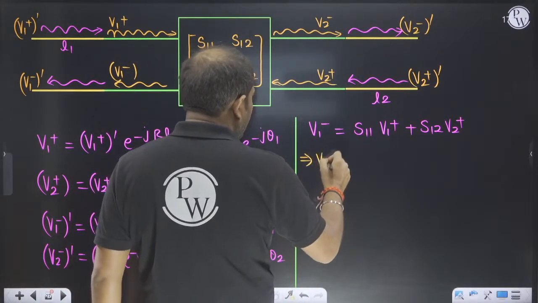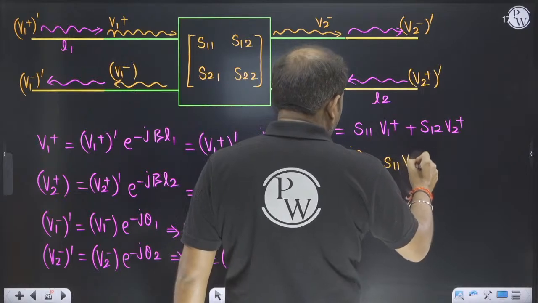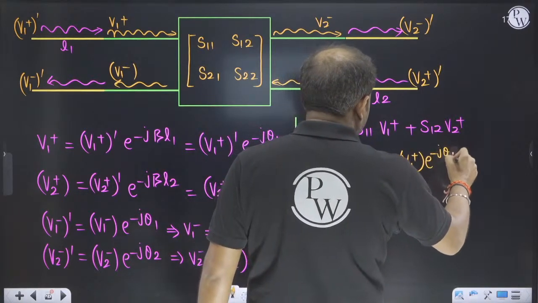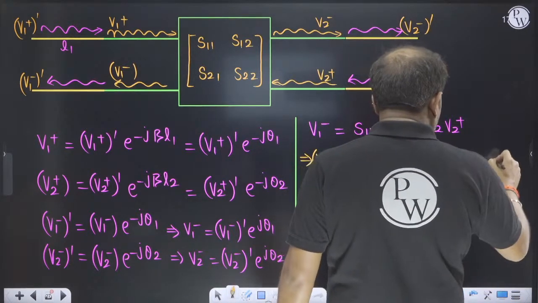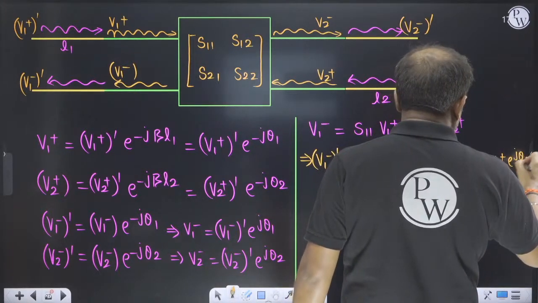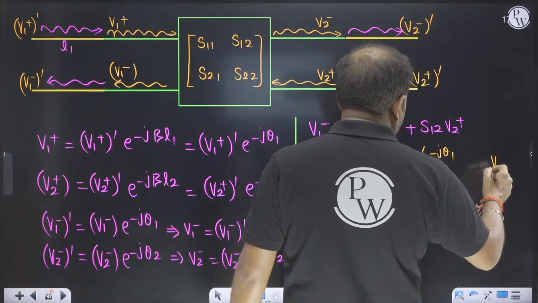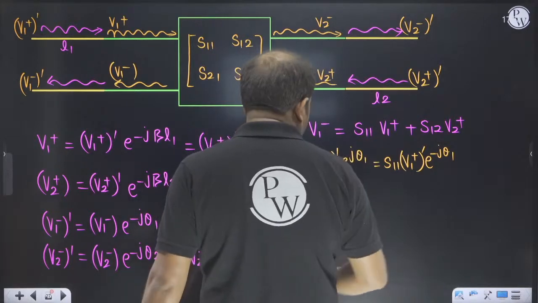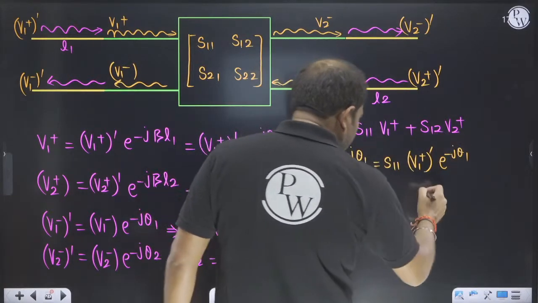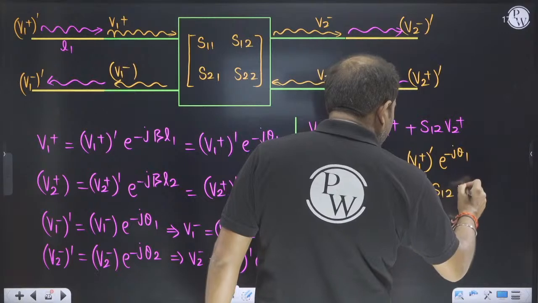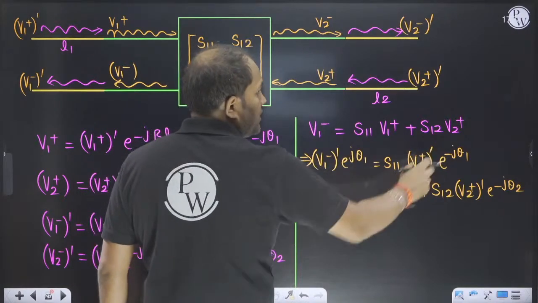So V1 minus is equal to V1 minus dash e to the power j theta 1, and S11 V1 plus dash e to the power minus j theta 1, and S12 V2 plus dash e to the power j theta 2. And V2 plus dash, it will be j theta 2. So I will write it separately. Then the second one is S12 V2 plus dash e to the power minus j theta 2. So I will put it here in j theta 1.